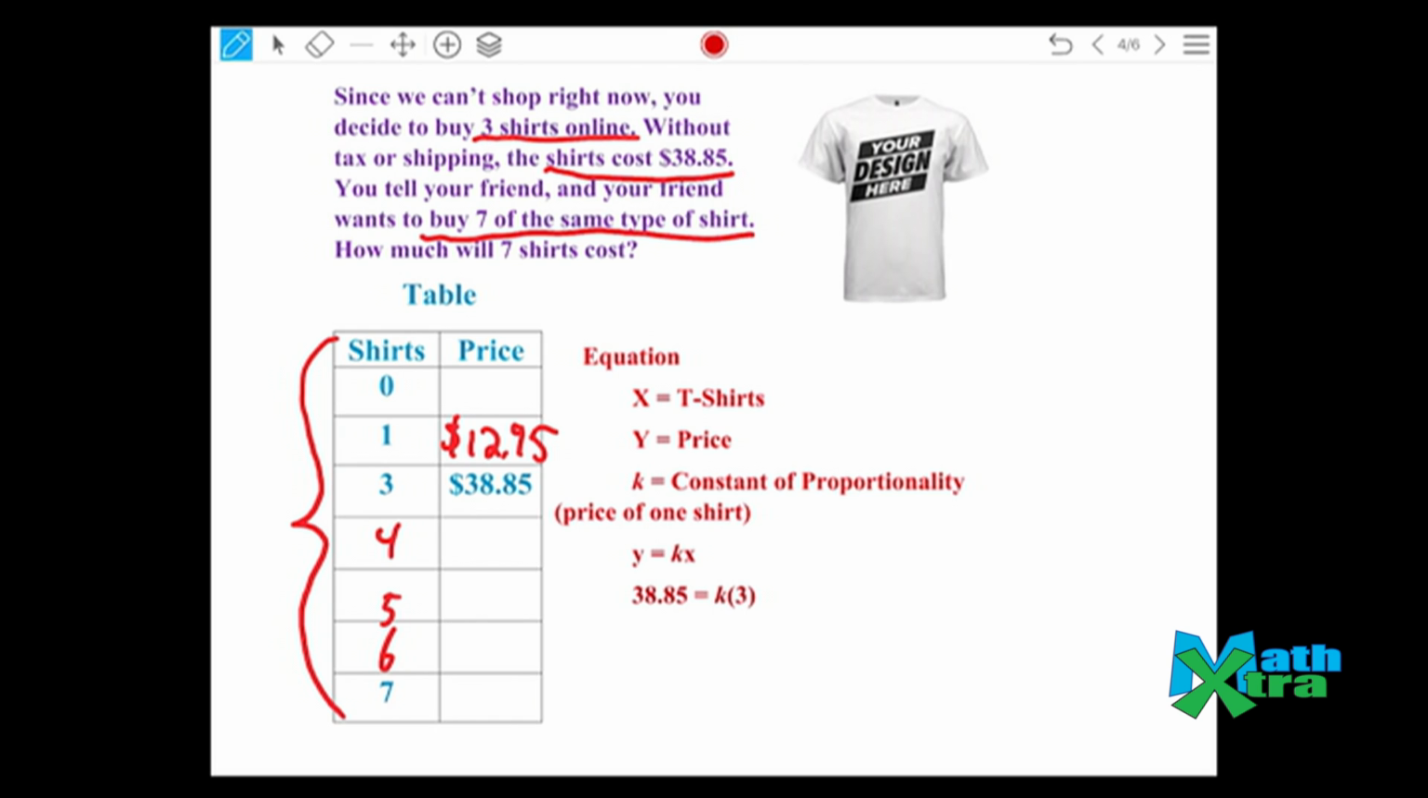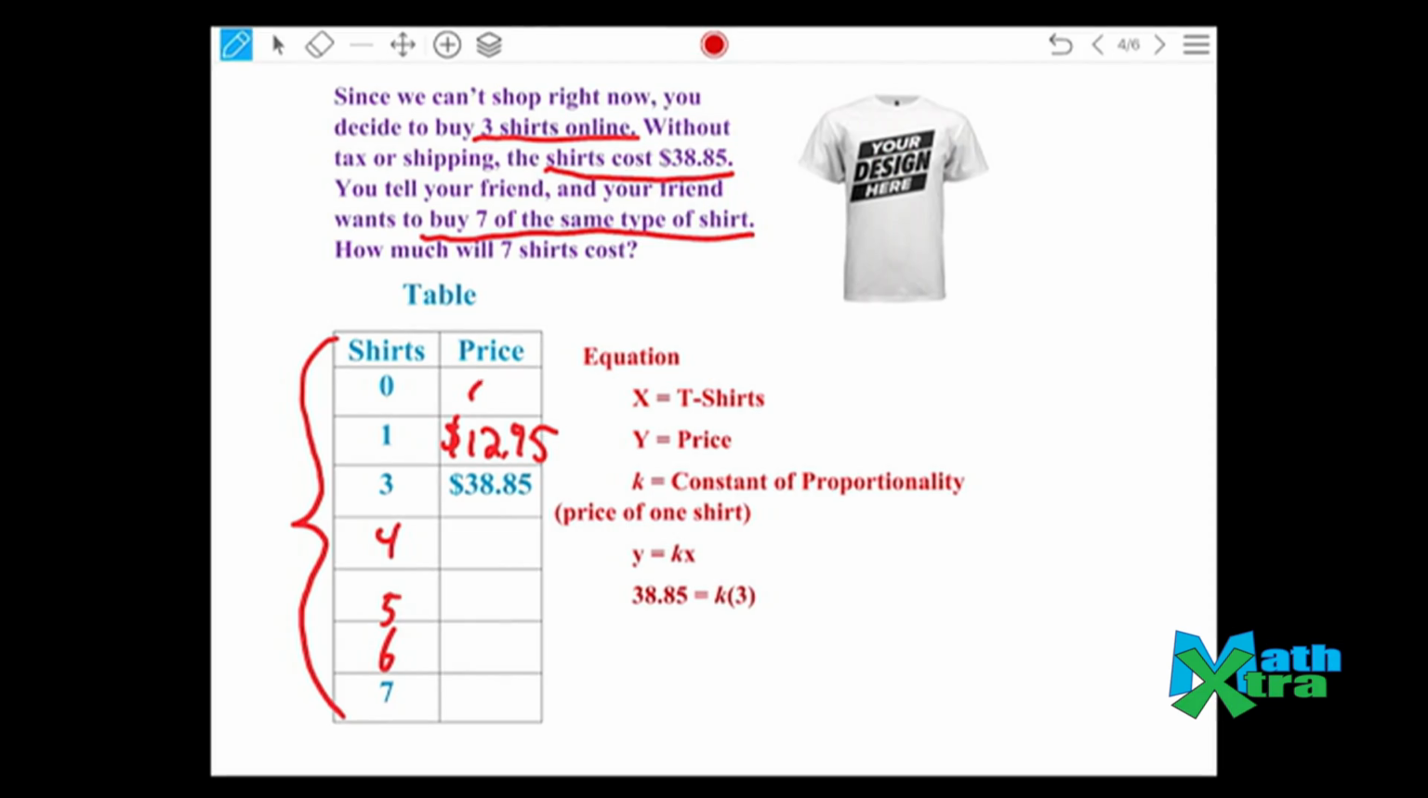Now, once again, 0 shirts. If I'm not buying anything, am I going to pay anything? I better not. So 0 shirts is going to cost $0. That's another hint that it's going to be proportional because it's going to go through the origin. Now, if 1 shirt costs $12.95, how are we going to figure out how much 7 shirts costs? We are going to multiply.